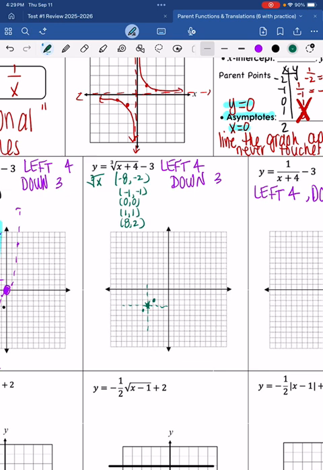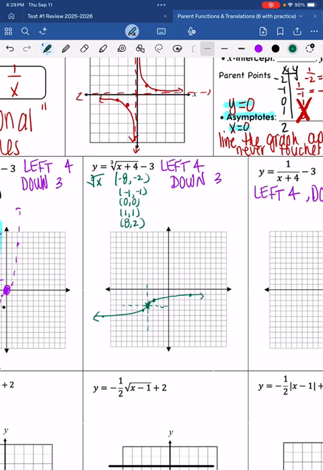1, 2, 3, 4, 5, 6, 7, 8. Let's see here. 1, 2, 3, 4, 5, fits. Oh, I'm not sure, it barely fits. And there's the graph of the cube root of x plus 4 minus 3.